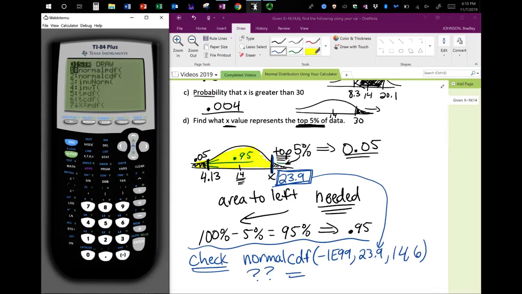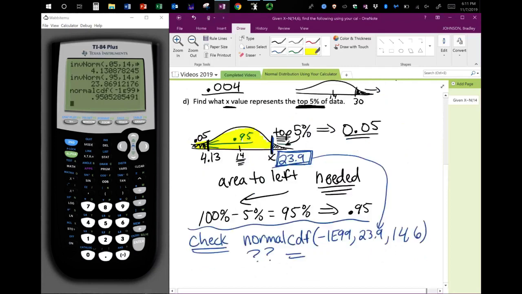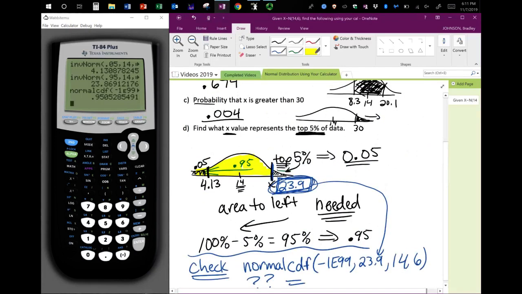So let's just check our answer. Normal CDF, -1 E99, upper bound, 23.9, 14, comma 6. Now I rounded 23.9, right? So it may not be perfect, but as you can tell, 0.95. That matches up with what we expected, the top 5%. So 23.9 would be your final answer.